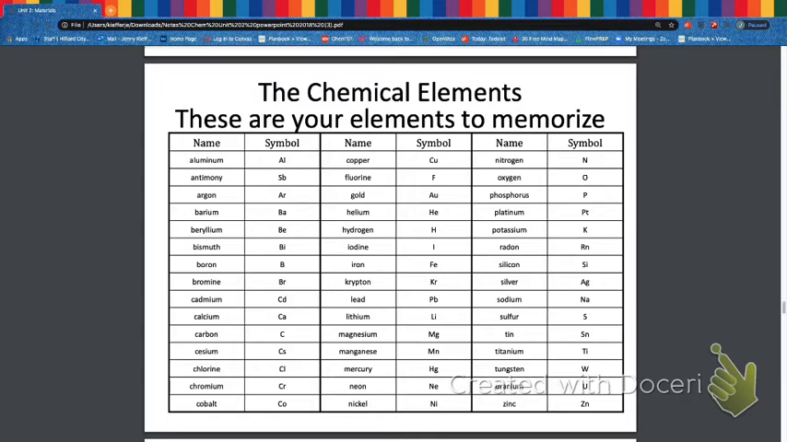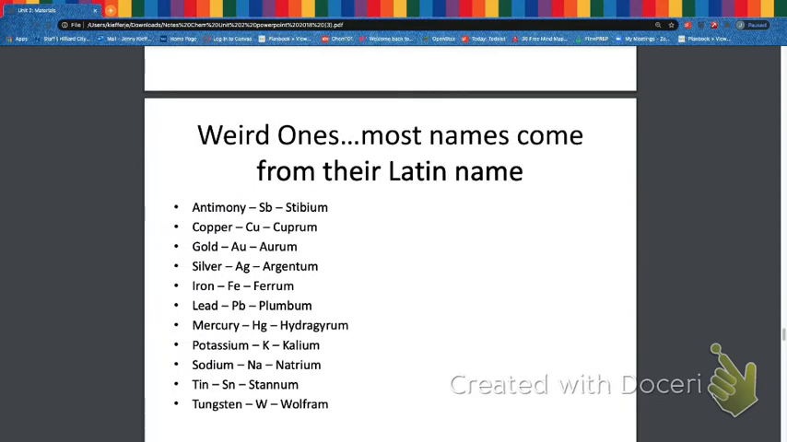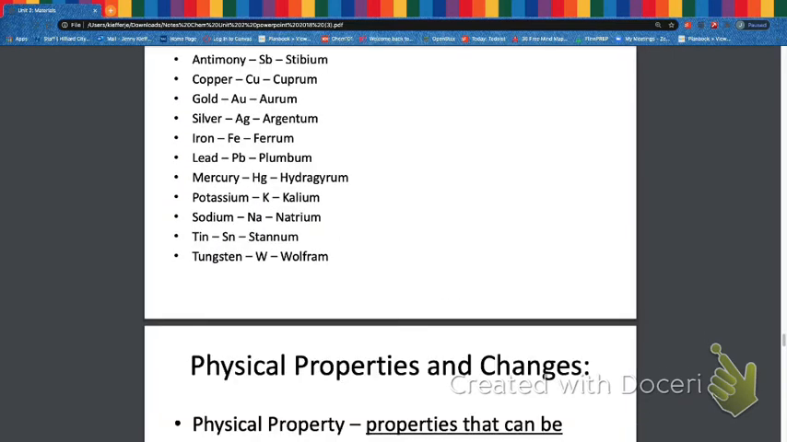correctly. You may have noticed, if you've started doing this, that there are some symbols that don't seem to go with the names, and that's because those elements have been known about for a very long time, and they originally had Latin names, and so the symbols come from their Latin names. So the Latin word for gold was aurum, and that's why its symbol is AU. All right, so pay attention to those.